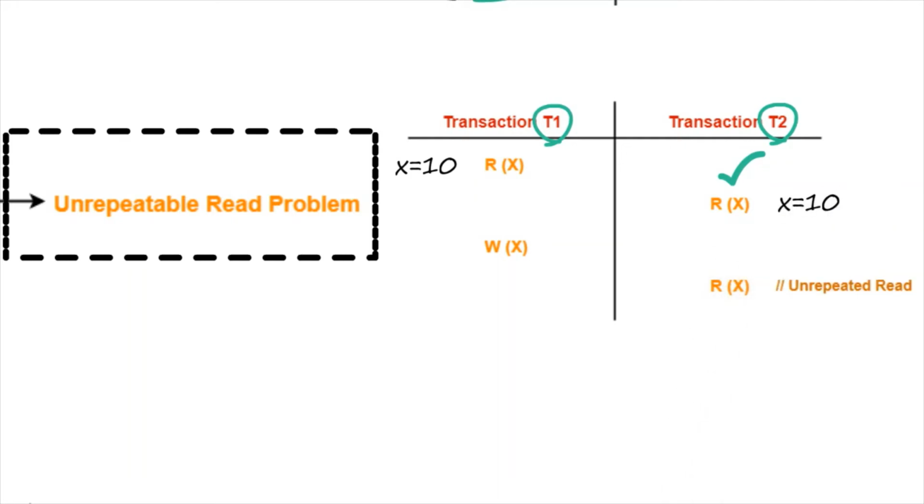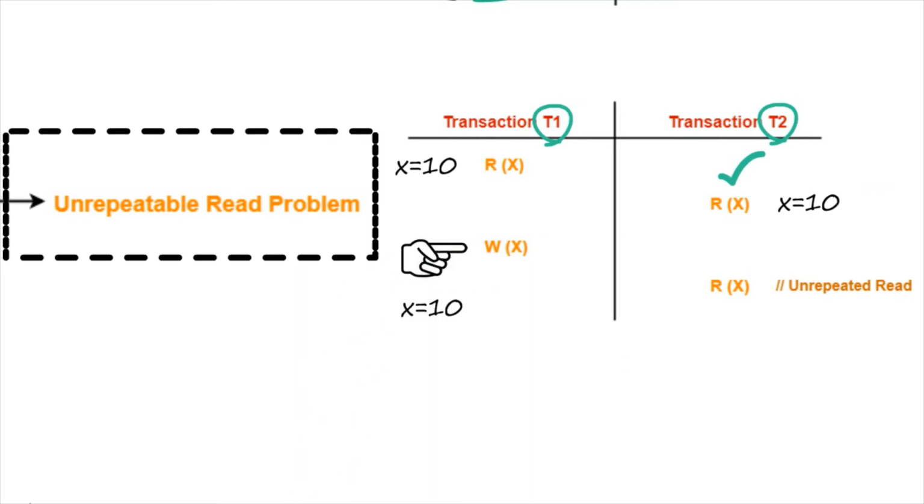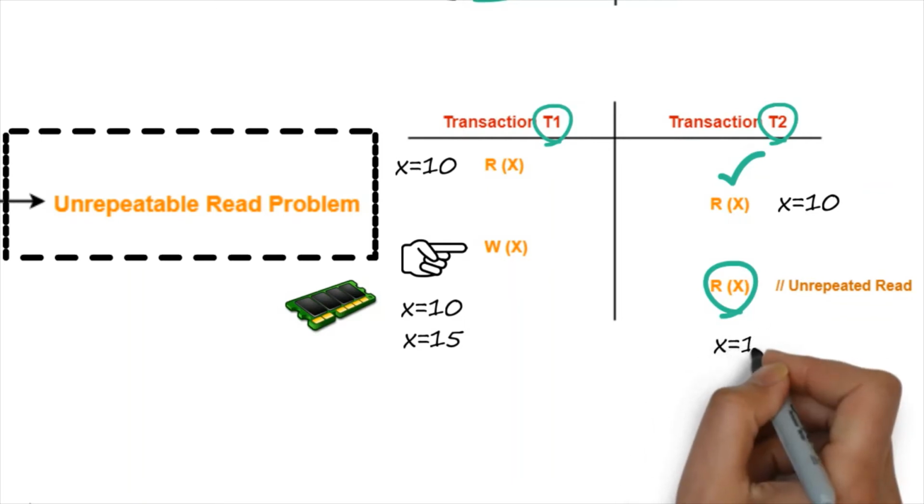Now T1 updates the value of X. Say the initial value of X is 10. After the updation made by T1, the value of X becomes 10 plus 5, that is 15. And remember one thing, it will be stored in the buffer, because whatever the transaction writes after a write operation is stored in the buffer. Now T2 again reads the value of X, and T2 finds the value of X as 15.